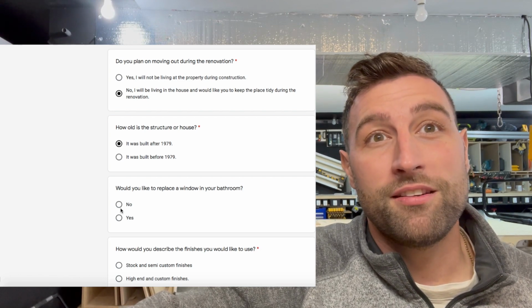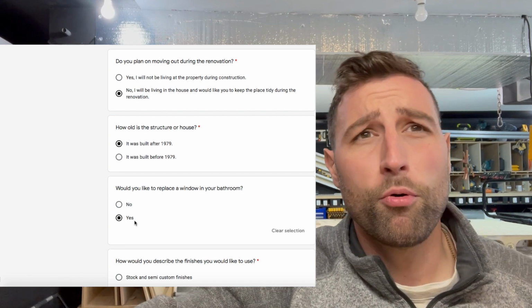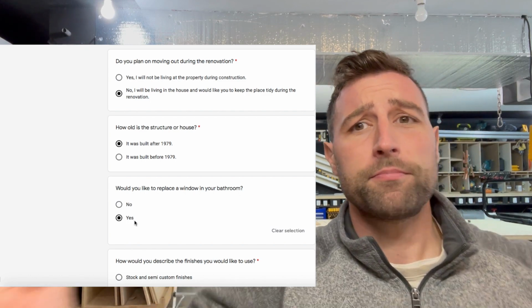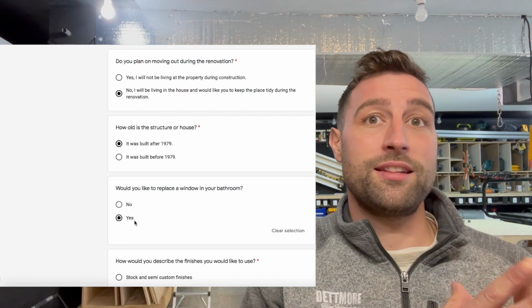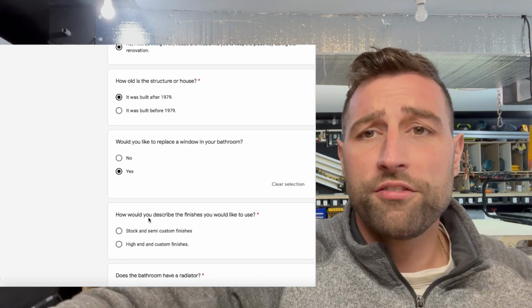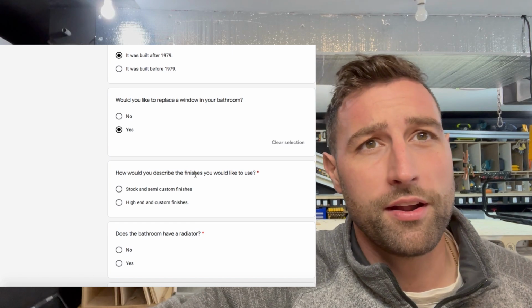Would you like to replace a window in your bathroom? This is important to know because are we getting involved with the exterior or aren't we? That can change the cost of the price a few thousand. So that's a good one to have in there.